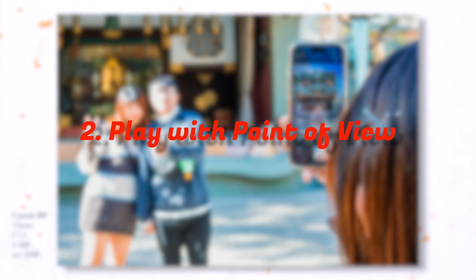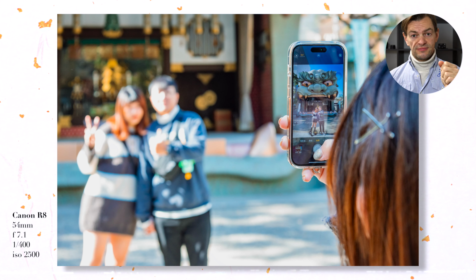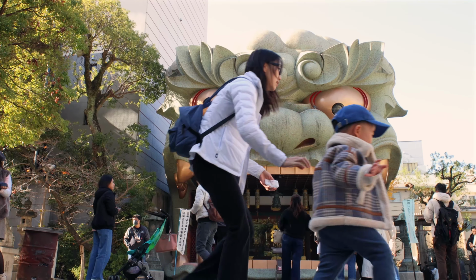The second tip on the list is play with point of view. Here you can see that instead of showing the subjects directly, I focused on the phone to give the point of view of the person who takes the picture. So you can play around with your composition to show the subject indirectly. This will add depth also and interest to the picture.